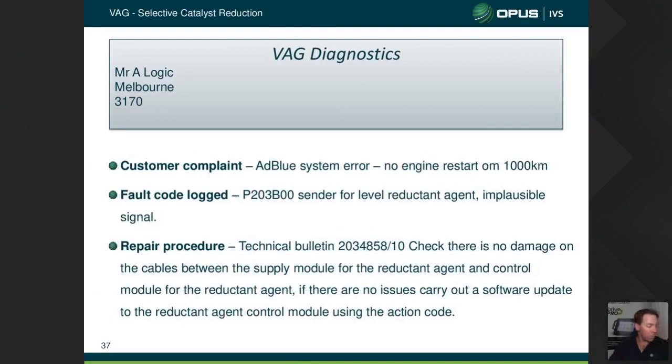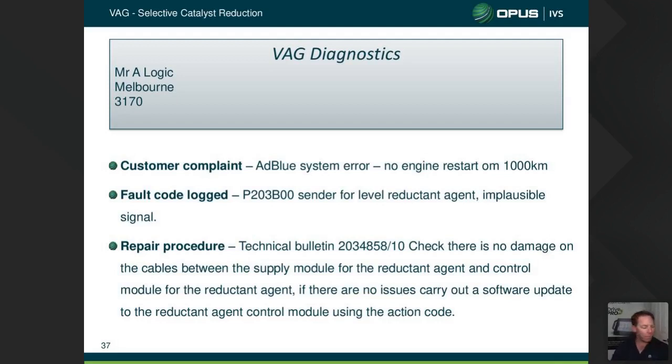Okay, so I think there's two issues here that we're going to have a quick look at. I can't remember what vehicle this is on, definitely a Volkswagen of some sort. So the customer complaint was an AdBlue system error. Again, no engine restart. I think that's after 1,000 kilometres. So the fault code logged was a P203B00, and the descriptor of that is sender for level reductant agent, implausible signal.